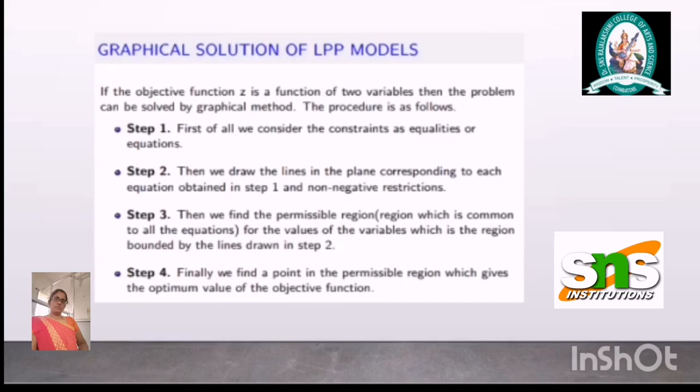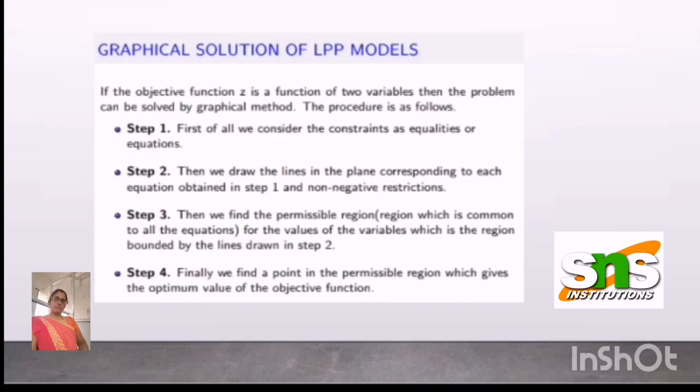Next, we are going to see the steps of the graphical solution of LPP models. What are the steps involved? The major steps in the solution of linear programming by graphical method are: identify the problem, the decision variables, the objective, and the restrictions. Set up the mathematical formulation of the problem. Plot a graph representing all the constraints of the problem and identify the feasible region.